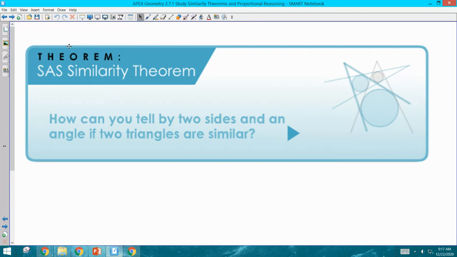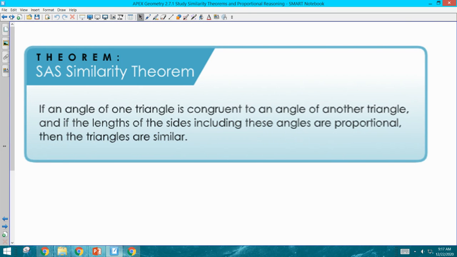And that side-angle-side similarity theorem or postulate, again, don't get bogged down with whether it's a theorem or postulate.